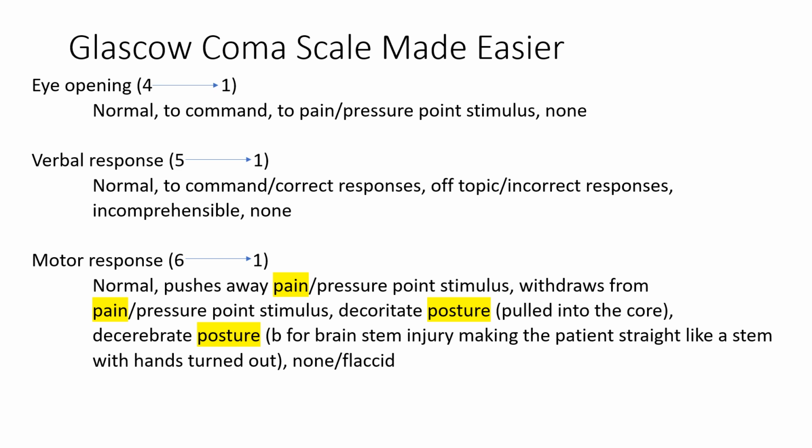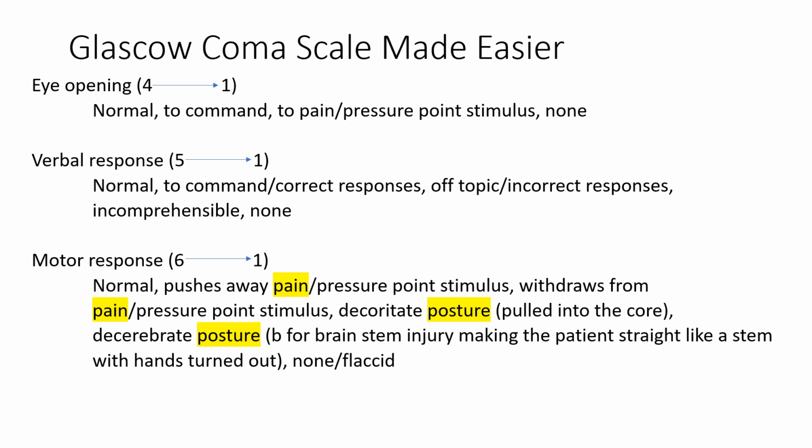If they kind of push you away when you do that, that is a better response than if they withdraw from you and kind of try to pull away from the sternal rub you might be doing to them. So pushing away is a 5, pulling back from you is a 4. And then we have our 2 posture options.